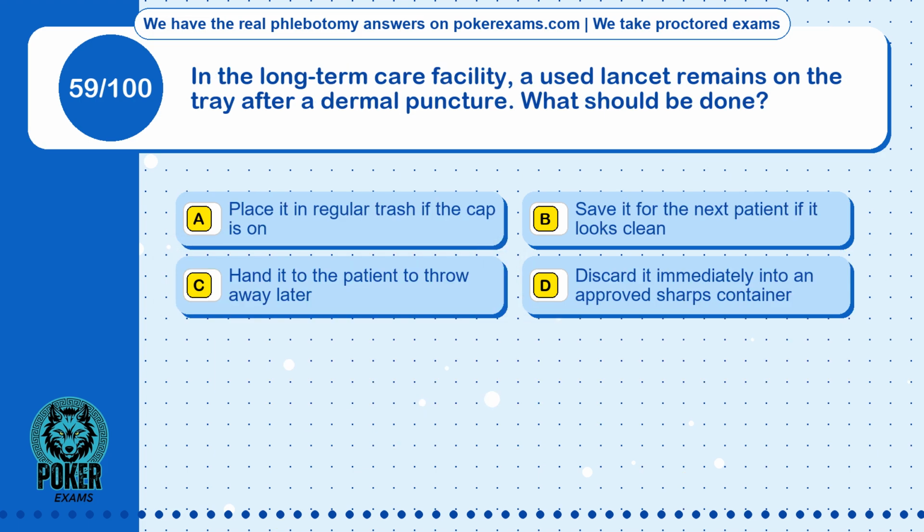Question 59. In the long-term care facility, a used lancet remains on the tray after a dermal puncture. What should be done? Option A. Place it in regular trash if the cap is on. Option B. Save it for the next patient if it looks clean. Option C. Hand it to the patient to throw away later. Option D. Discard it immediately into an approved sharps container.